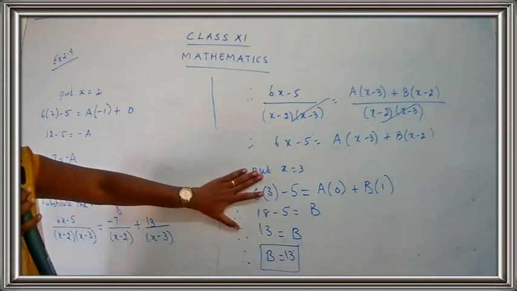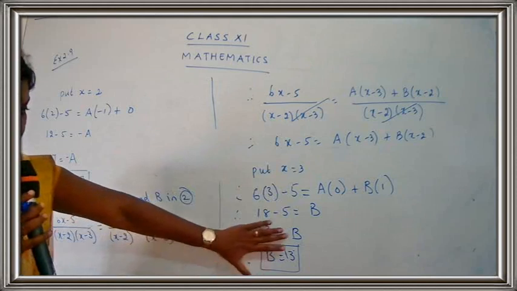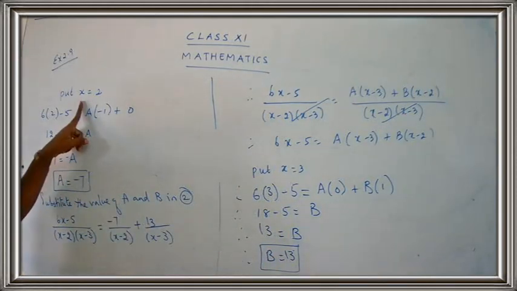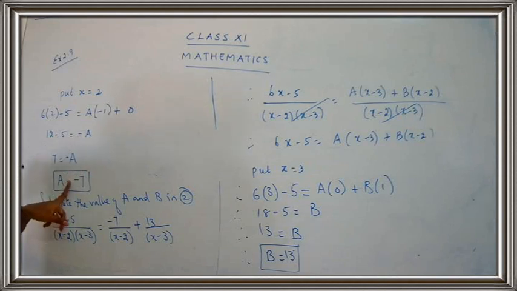So first we took x is equal to 3. We substituted and we got the value for B as 13. And in the second case we took the value for x as 2 and we got the value for A as minus 7. So you have to substitute the value for A and B. So we get the answer minus 7 upon x minus 2 plus 13 upon x minus 3.